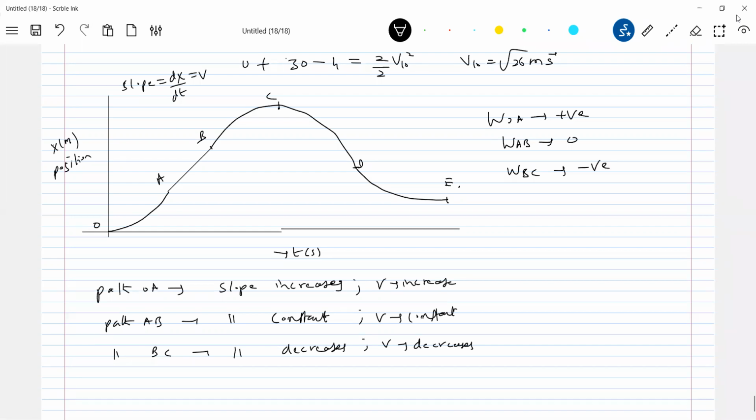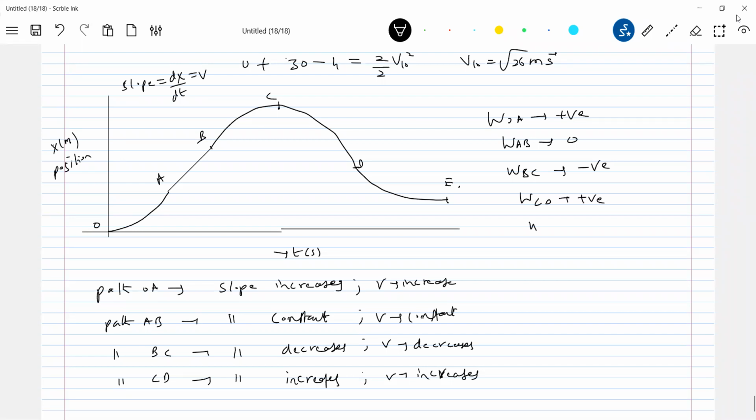What about CD? The magnitude of slope is what we are bothered about, because what is the speed? Speed is the magnitude of slope. So what is happening to the slope when you move from C to D? Slope will increase. I think you should not bring your mathematics into the picture here. I'm asking about the magnitude of slope. So speed in fact increases. So work done here from C to D will be positive.